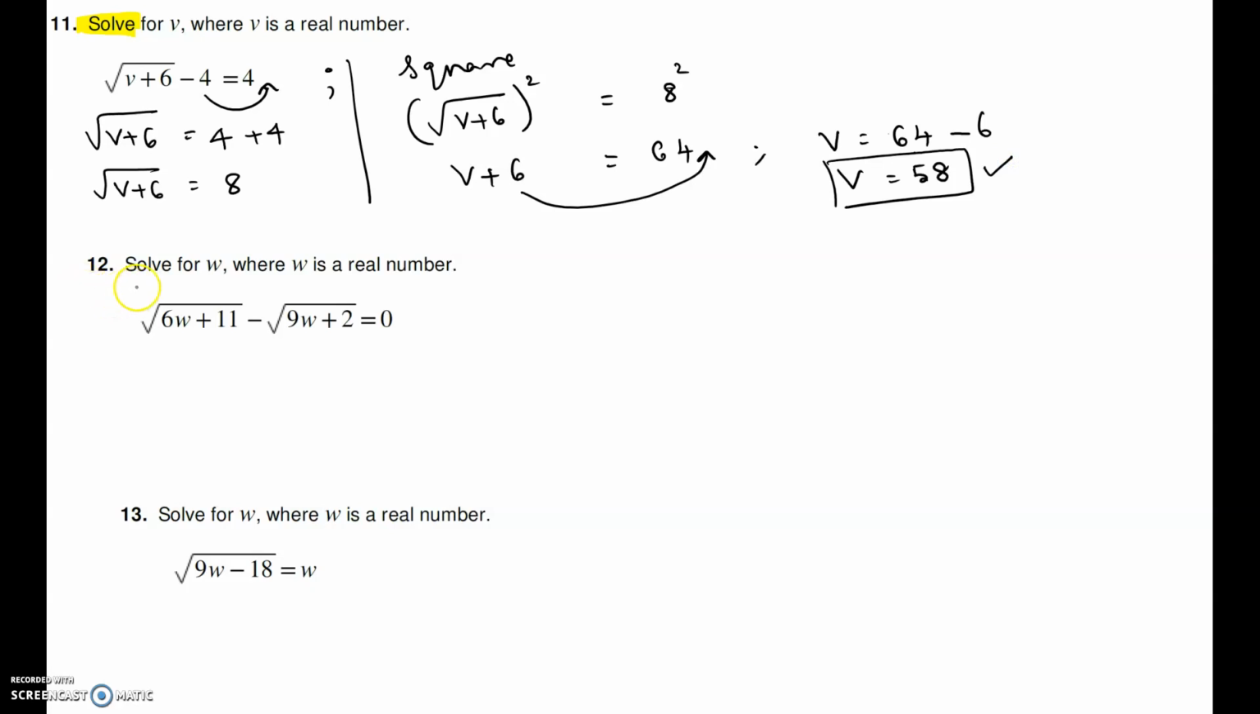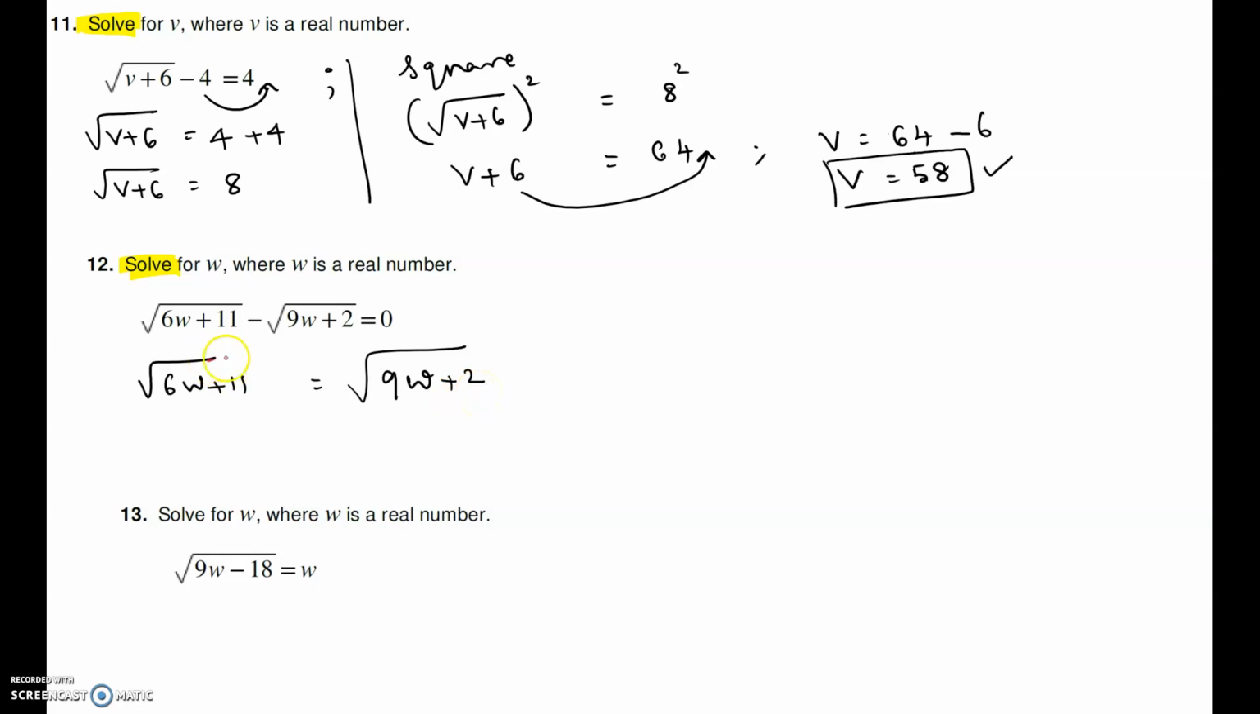Problem number 12. Solve for w where w is a real number. Square root of 6w plus 11 minus square root of 9w plus 2 equal to 0. We have two radicals in this problem. They are connected by minus. So move one of the radicals to the other side. So minus will become plus on the other side. That is square root of 9w plus 2 on the right hand side.